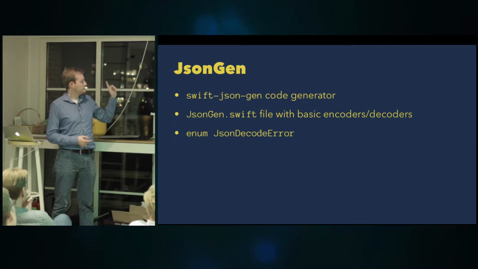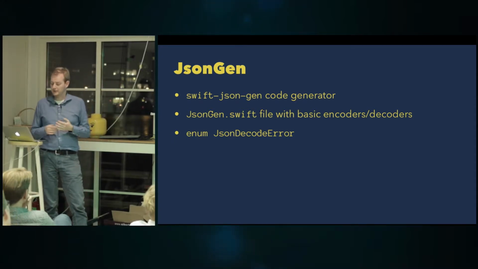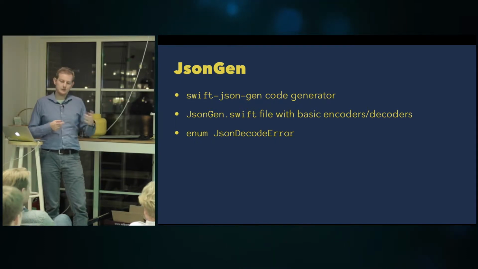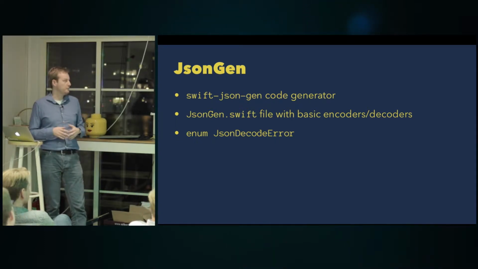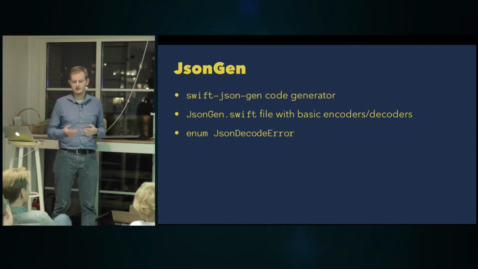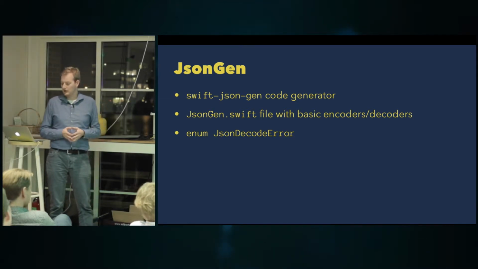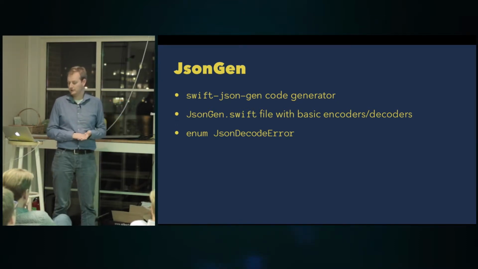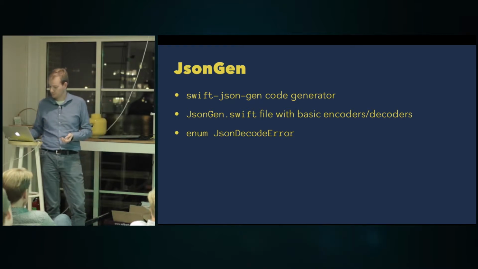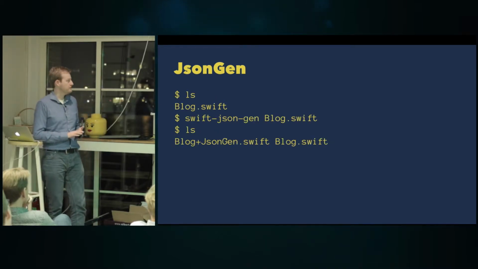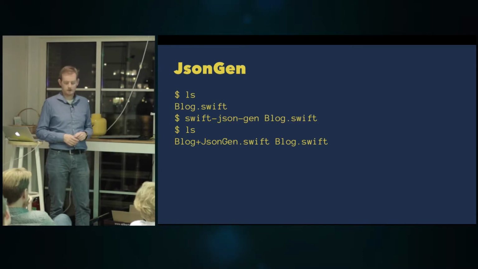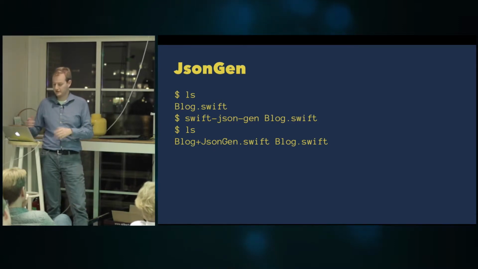JsonGen has an executable, a command line tool called Swift JsonGen, and a library called JsonGen.swift with some basic decoders and encoders for things like ints, strings and booleans, as well as a JSON decode error enumeration for when the decoding fails. This is how you can use it. Say you have a file called blog.swift. You call swift-jsongen on the file, and it creates a blog+JsonGen.swift, which has the generated encoder and decoder.